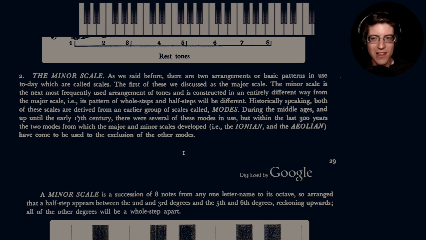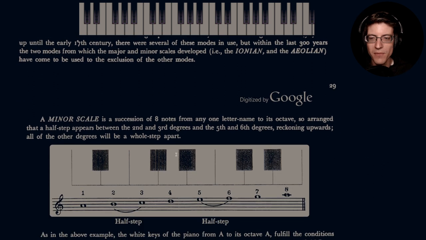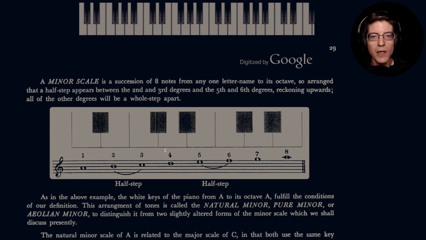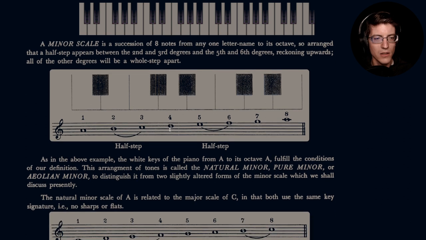The Ionian and the Aeolian have come to be used to the exclusion of the other modes. A minor scale is a succession of 8 notes from any one letter name to its octave, so arranged that a half step appears between the second and the third degrees, and the fifth and sixth degrees, reckoning upwards. All of the other degrees will be whole steps. So they say that a half step occurs between the second and third degrees and the fifth and sixth degrees.